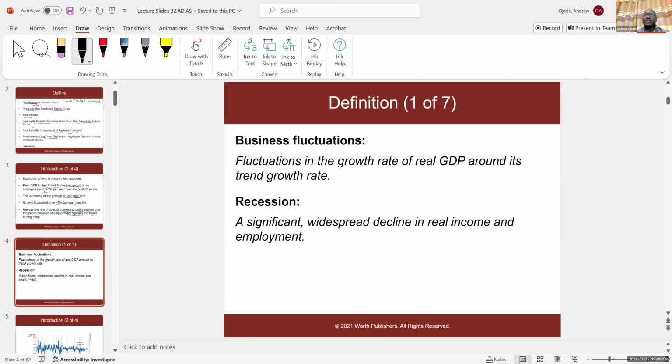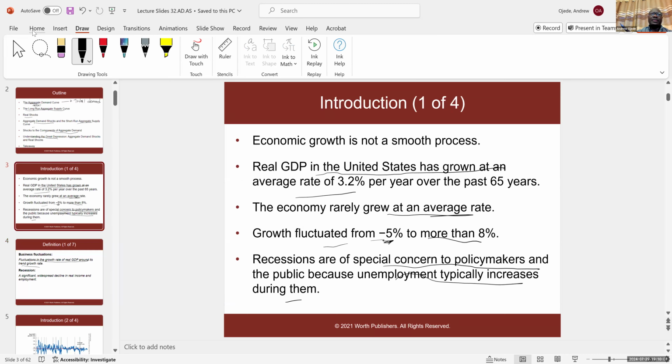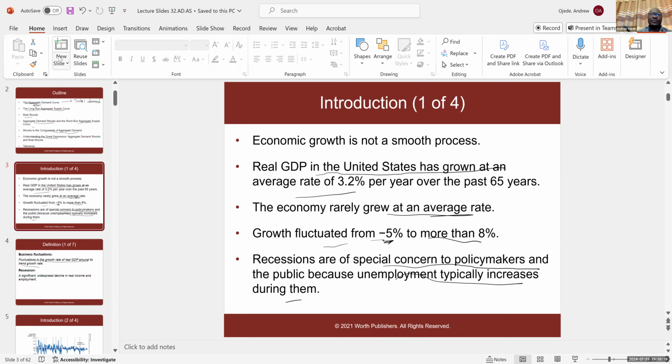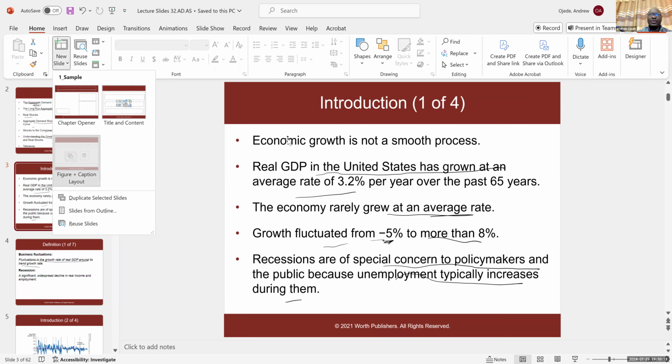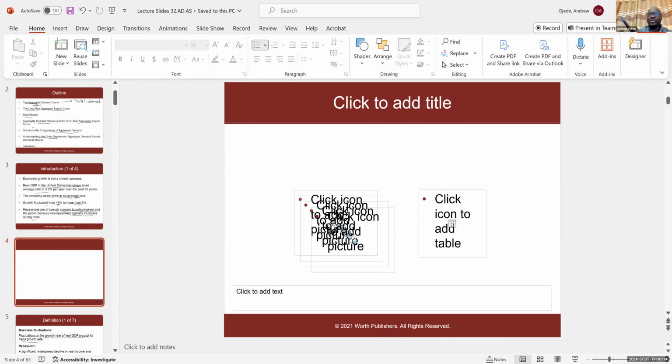So let's discuss a little bit about business cycles, business fluctuations, basically fluctuations in the growth rate of real GDP along its trend. We talked about this topic a little bit before in the earlier chapter. So the idea here is that the economy, let me just reiterate this a little bit before we go further, because I know we talked about it in the previous chapter on economic growth.